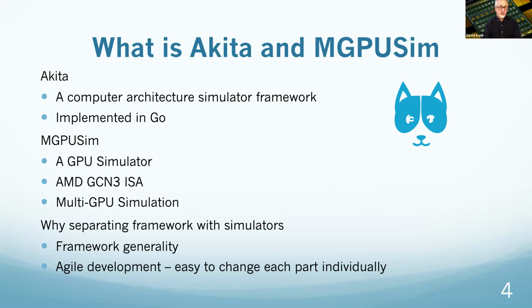mGPU Sim is a GPU simulator. Its current version is targeted at the AMD GCN3 instruction set architecture, and it does multi-GPU simulation. So it's basically looking at how we're actually going to do our simulation as we scale out. So why do we have Akita and then mGPU Sim? You can think of mGPU Sim as an instance of Akita.